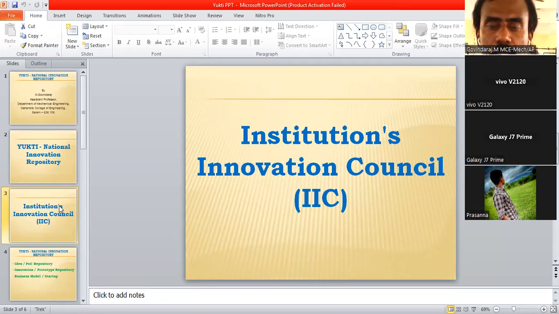The main agenda of IIC is to conduct various programs, events, and competitions, right? To involve students in maximum numbers to take part in all the events and competitions, so that the students gain some practical knowledge. If any student has some idea, that idea has to be taken to the next level. That is the main thing. That is very important.